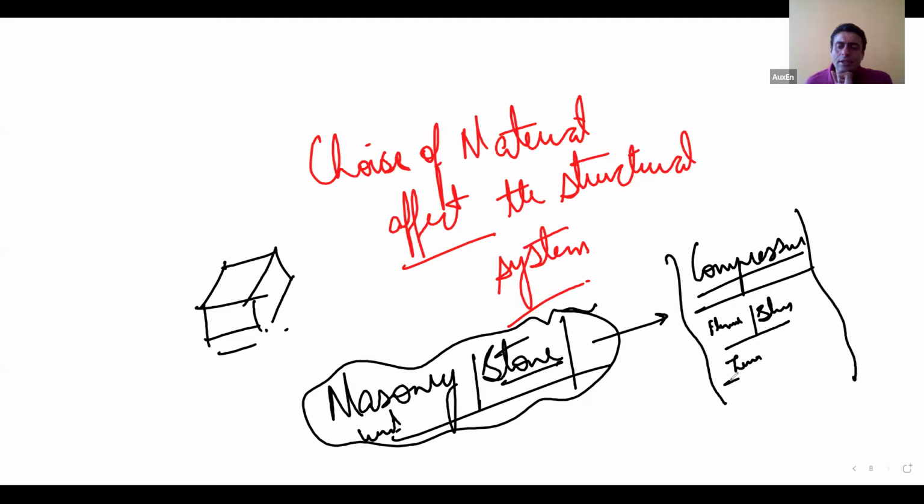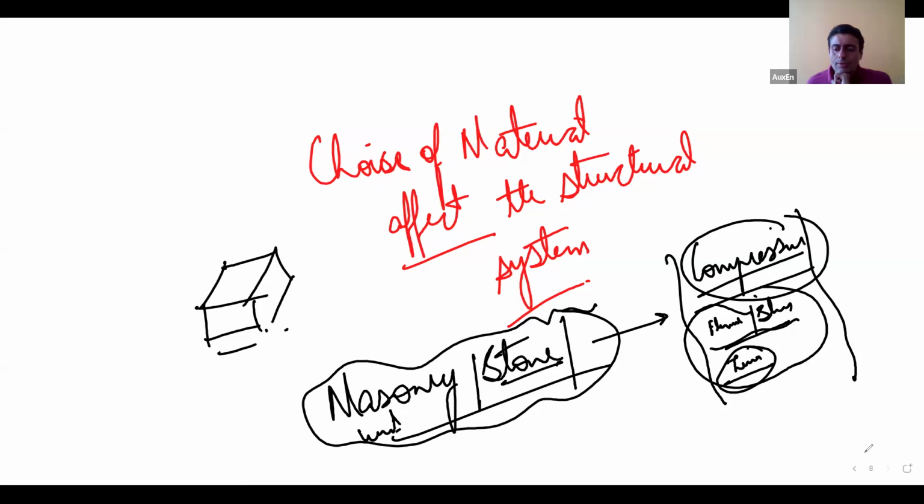Tension is another action which my masonry or stone, or systems made out of masonry or stone, cannot resist. Tension, flexure and shear. These three actions, a very small value it can resist. The major action it can resist is compression.